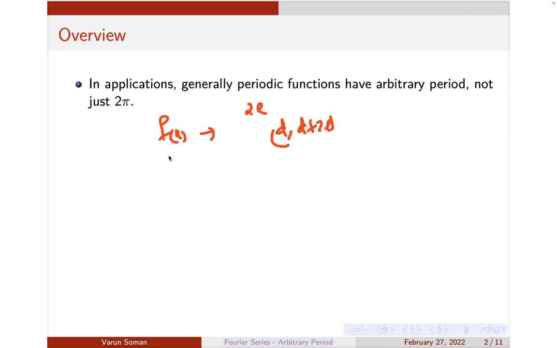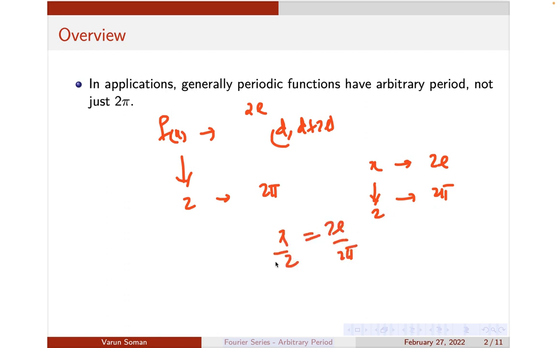What I'm going to do is make a variable change here. I'll convert this variable x, which has period 2l, to a variable z, which has period 2 pi. So how to do that change? It's very simple. Now x has period 2l and I have to change x to z, which has period 2 pi. This derivation is not required, but it is very easy: I'll take x by z as 2l by 2 pi, or x is equal to zl by pi, or z is equal to pi x by l.